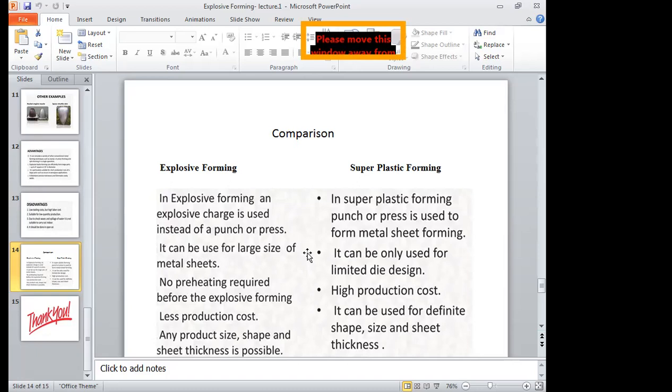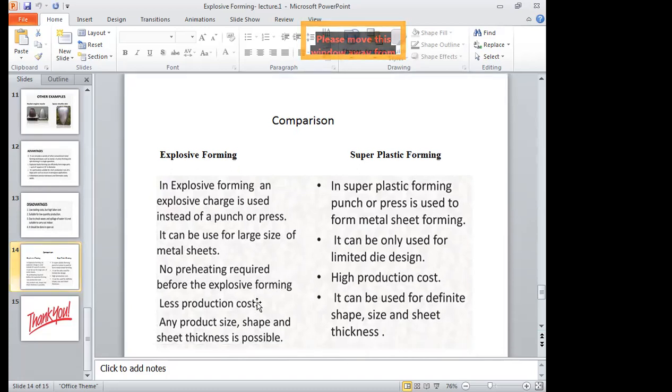The next point, in superplastic forming, there is high production cost. Then next, explosive forming has less production cost, and any product size, shape and sheet thickness is possible. Superplastic forming can be used for definite shape, size and sheet thickness.